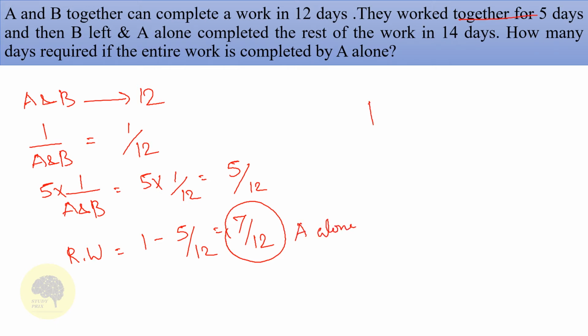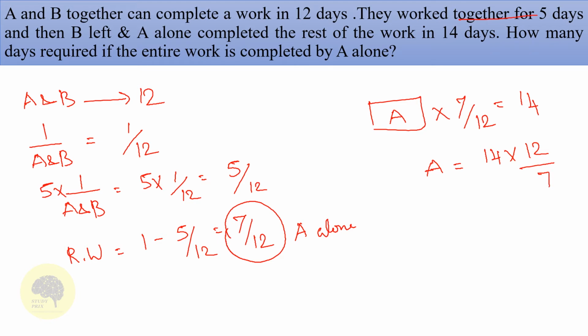Therefore, A can complete the 7 by 12 part of the work in 14 days. Therefore, A can complete the entire work in 14 multiplied by 12 by 7. We get 24 days. Therefore, it would take 24 days for A to complete the entire work.